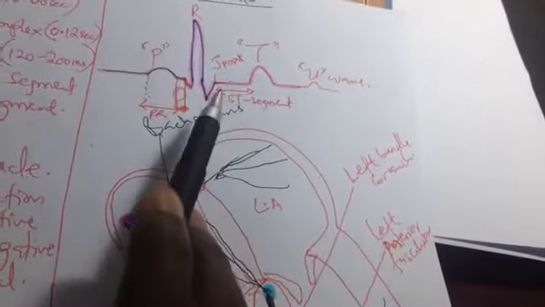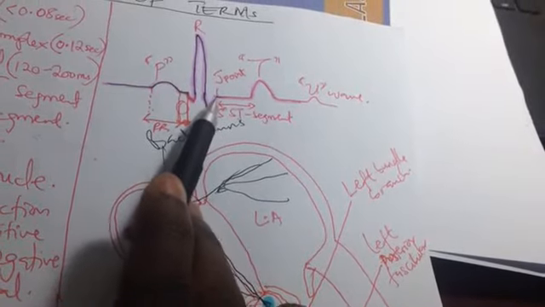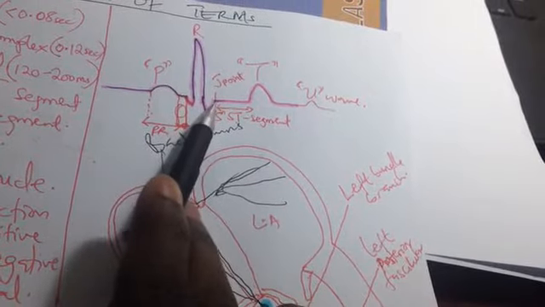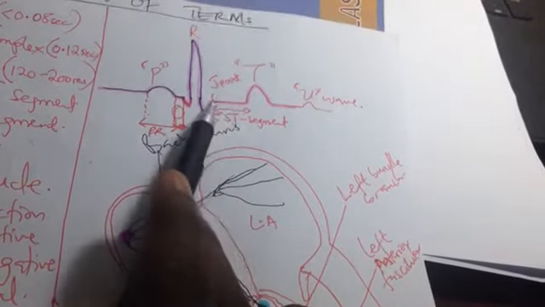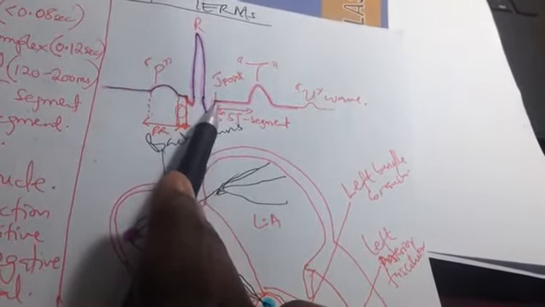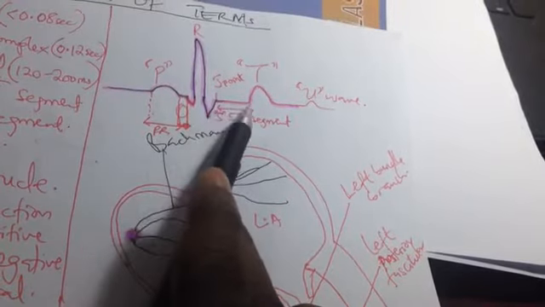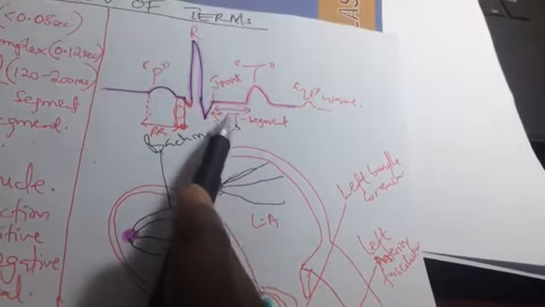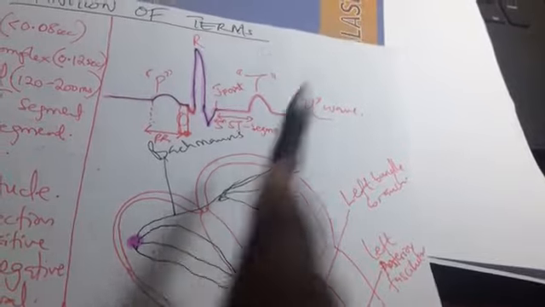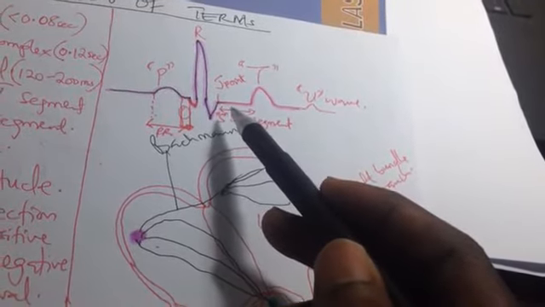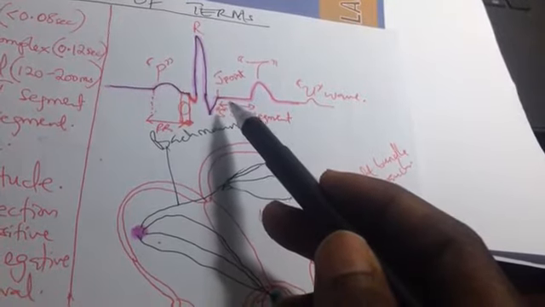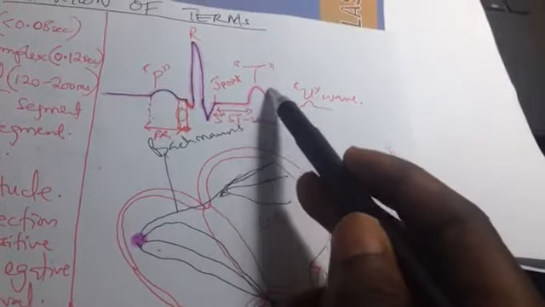So we have this J point. The J point is where the S wave is attached to the ST segment. This is the ST segment. From the end of the QRS complex to the beginning of the T wave, this is called the ST segment. This ST segment has a very, very important clinical significance. This is also the T wave.